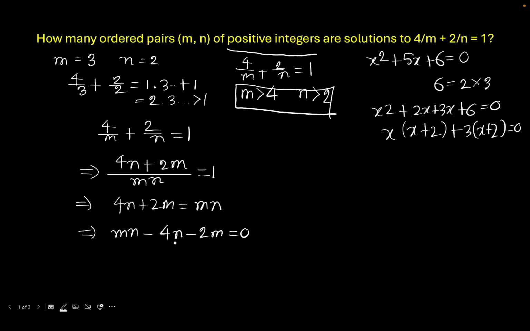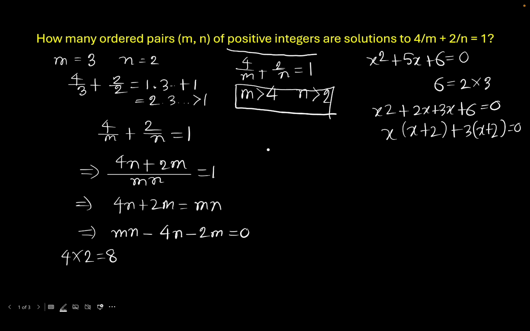Now look into this equation. We have this 2x and 3x as -4n and -2m, but we don't have this constant value. So how can we get this? We can simply multiply these two values. So 8 will be our constant.